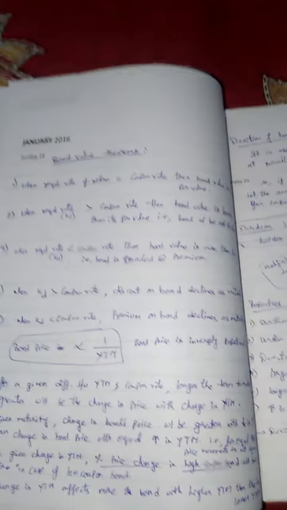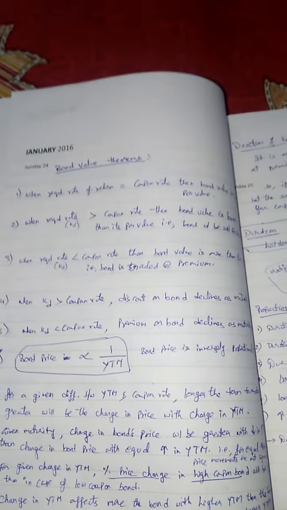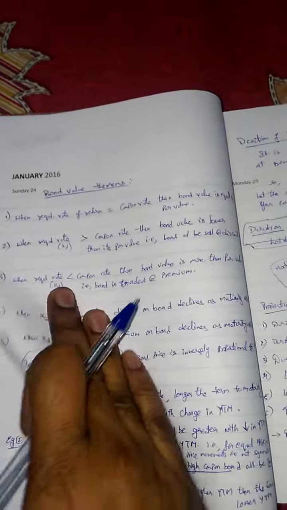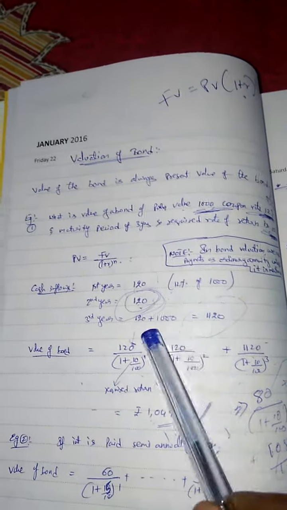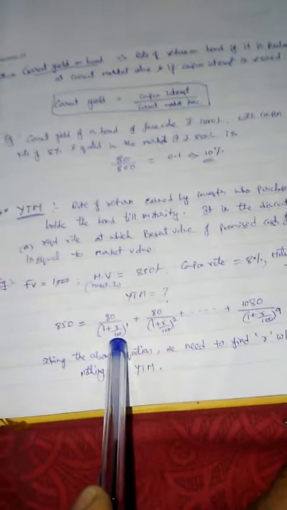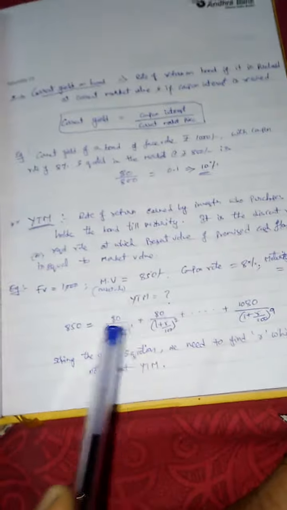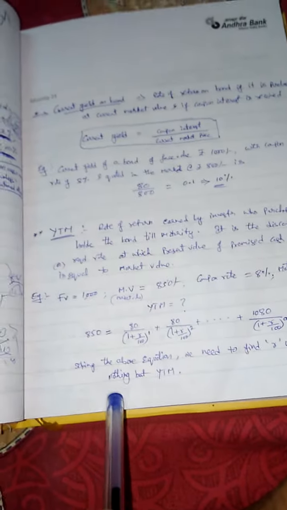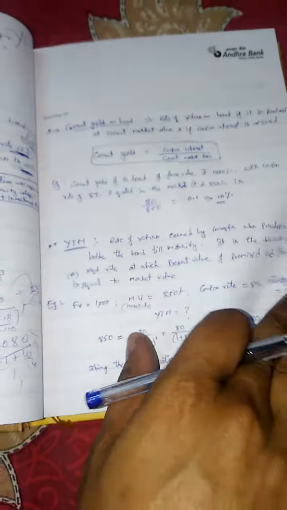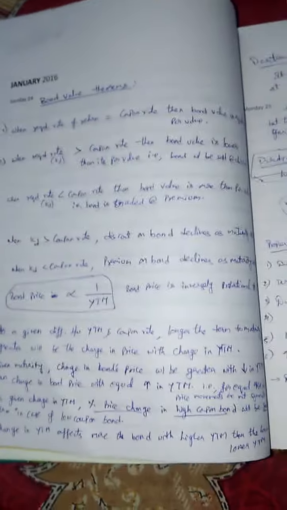Then always one more point: bond price is inversely proportional to YTM. That is, as YTM increases, the bond price decreases. This can be seen from this formula also. What is the bond price? Bond value is nothing but the present value of all future inflows, right? And this denominator R is nothing but the YTM. So as this denominator increases, this value decreases, which implies that the market value of the bond decreases. So as YTM increases, value of the bond decreases. So YTM and bond value are inversely proportional to each other.